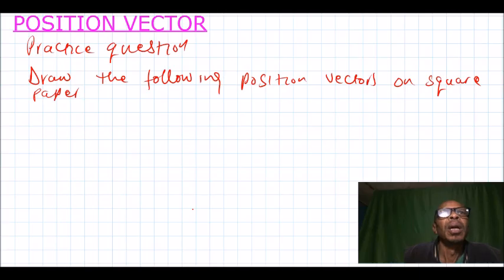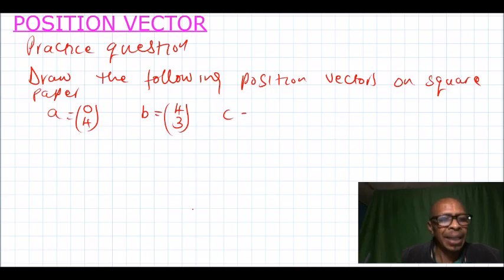So these vectors are A is equals to (0, 4), B is equals to (4, 3), and C is equals to (-2, 2). So you can do that.